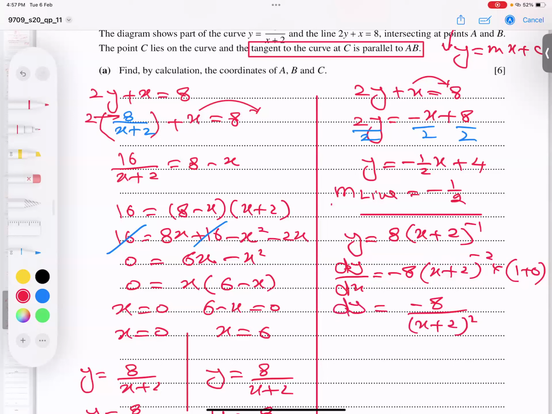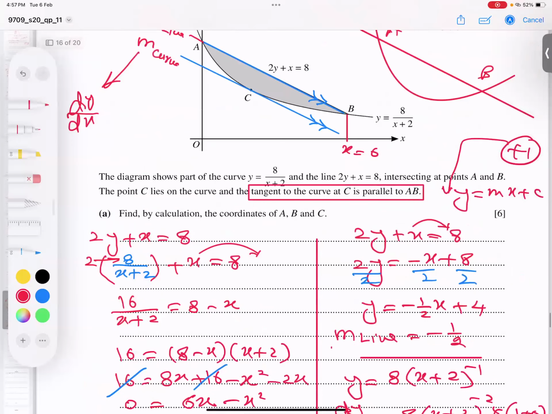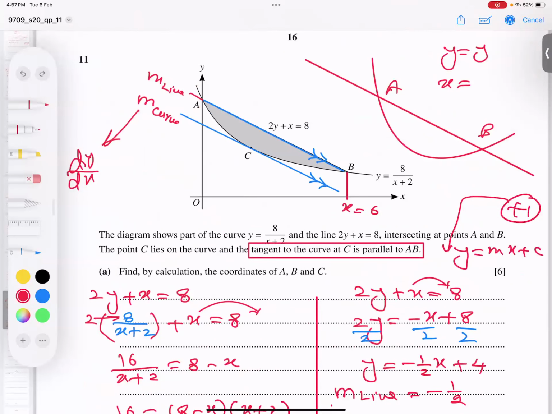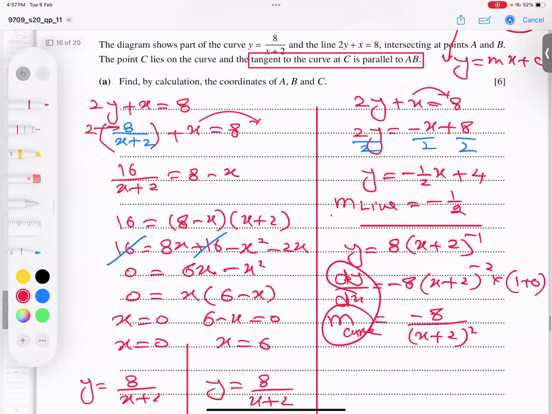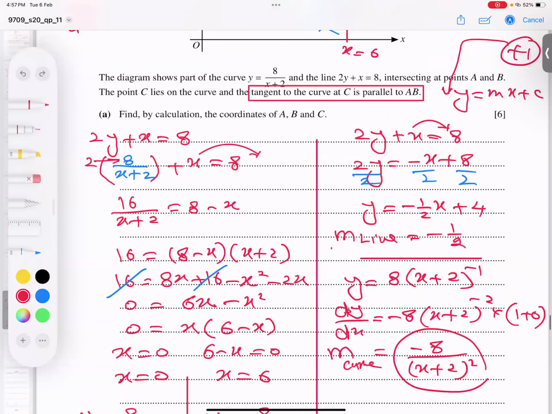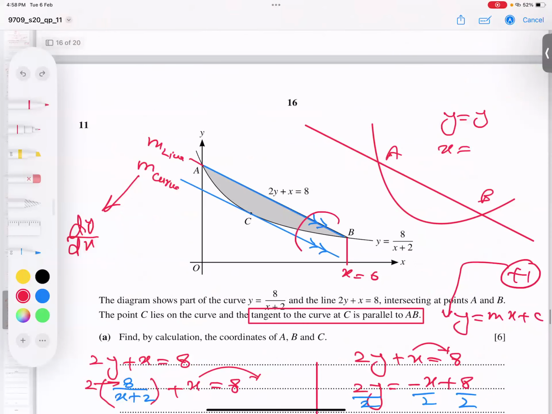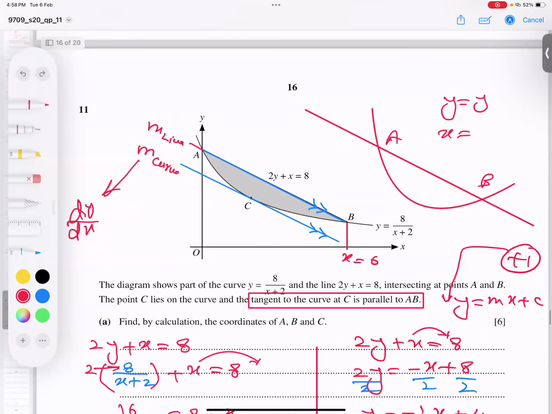This I call the gradient of the curve. The gradient of the curve and the line are equal to each other, and gradient is also called dy/dx. I can say that this gradient of the curve and this gradient of the line are equal to each other. The logic is again very clear, because they are parallel. Even the question mentioned that. So I can put them equal to each other.